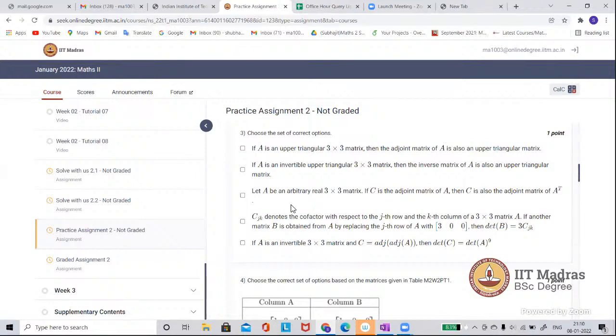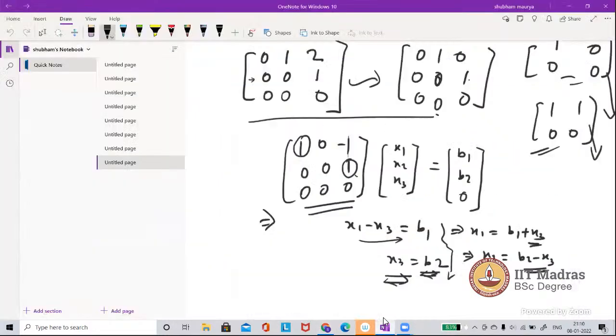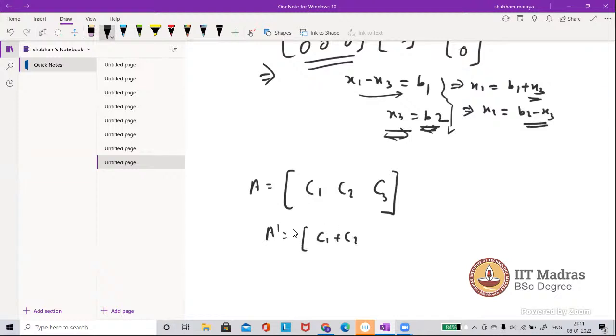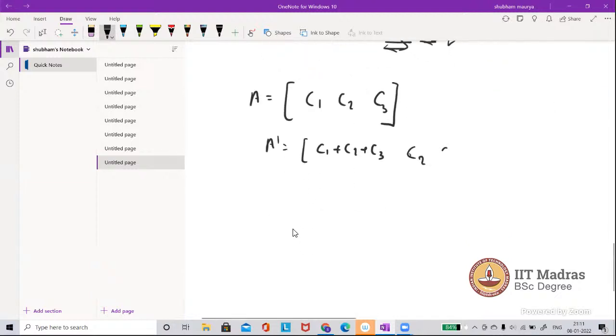Yes, sir. So suppose, Shubham, can you write it once? Suppose write a matrix A equal to C1, C2, C3, where C1, C2, C3 are columns. So there are 3 columns. I am not writing the columns fully. Now, what you are asking, suppose there is a matrix A prime which is C1 plus C2 plus C3, C2, C3. Whether these two determinants are the same or not, right? Yeah, it would be the same.